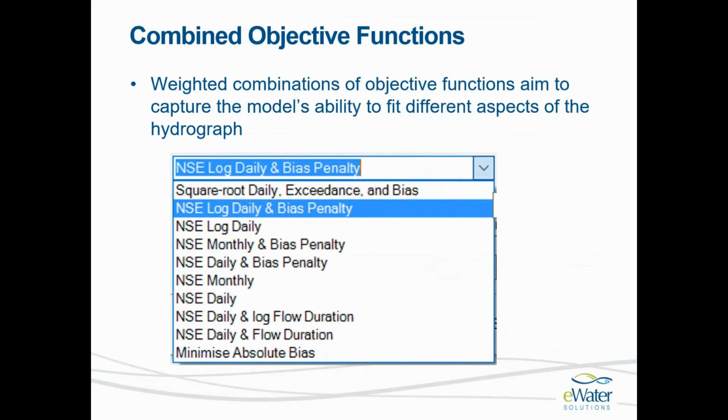Because each of these objective functions is sensitive to different aspects of the hydrograph, it's usually common to combine two or maybe even three objective functions to help the optimization algorithm capture the model's ability to fit different aspects of the hydrograph. Two of the common ones would be Nash-Sutcliffe of daily flows combined with some kind of bias penalty of flow duration curve.